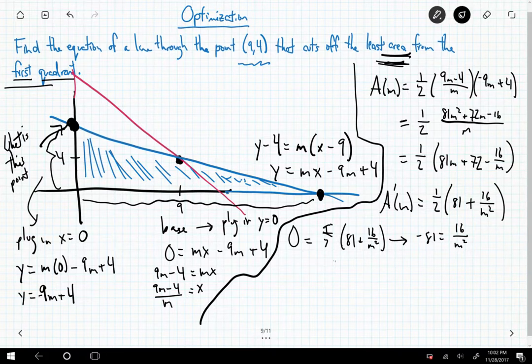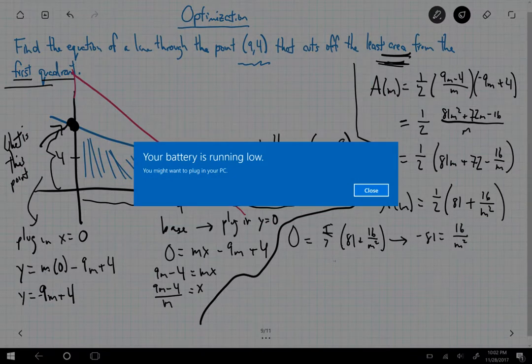Okay, so let's start off plugging in x equals 0. So we had mx minus 9m plus 4. So we had negative 9m plus 4 as our y value. That seems to be good. Ooh, that's not good.